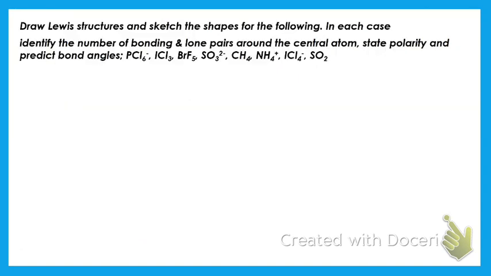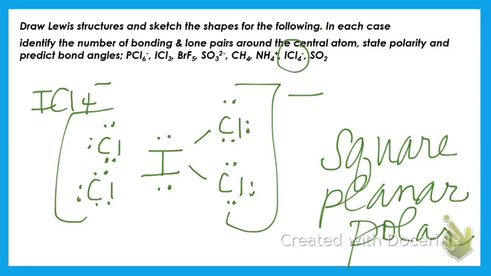Okay, so let's do this one right here, ICl4 minus. As a matter of fact, I'm going to pause, and I want you to do it. So freeze that, pause this. Here we go. So you should have gotten square planar, because you have 6 areas of electron density, which makes the electronic geometry octahedral, and then when 2 of those are lone pairs, it's square planar, also 90 degrees.